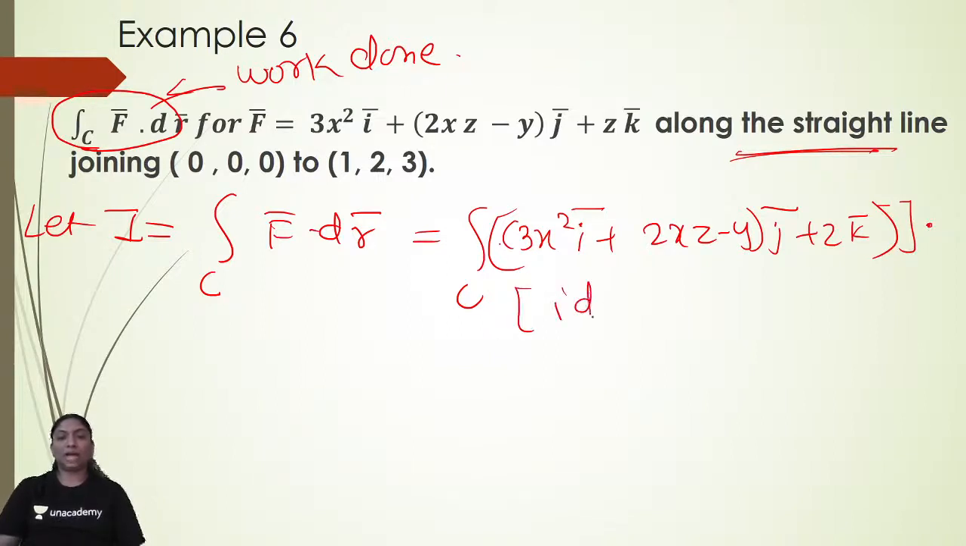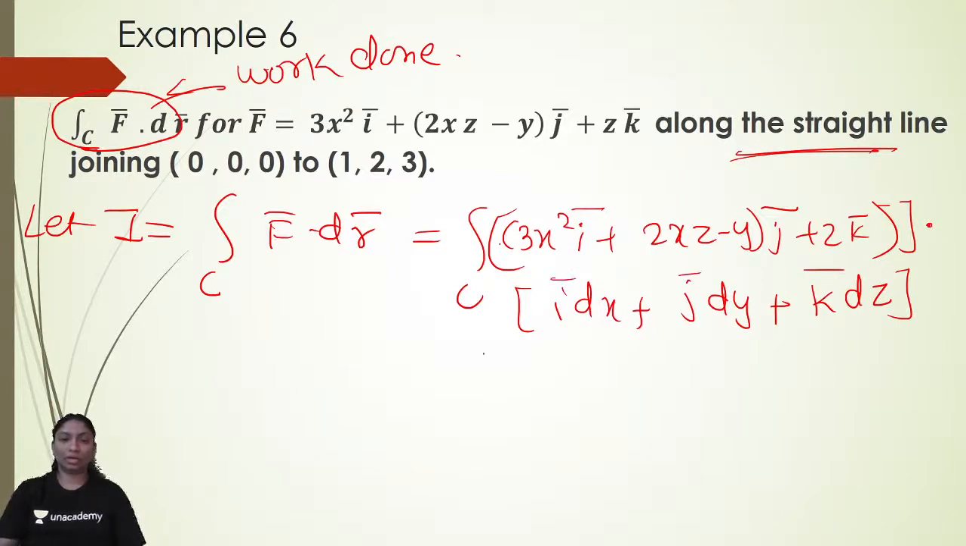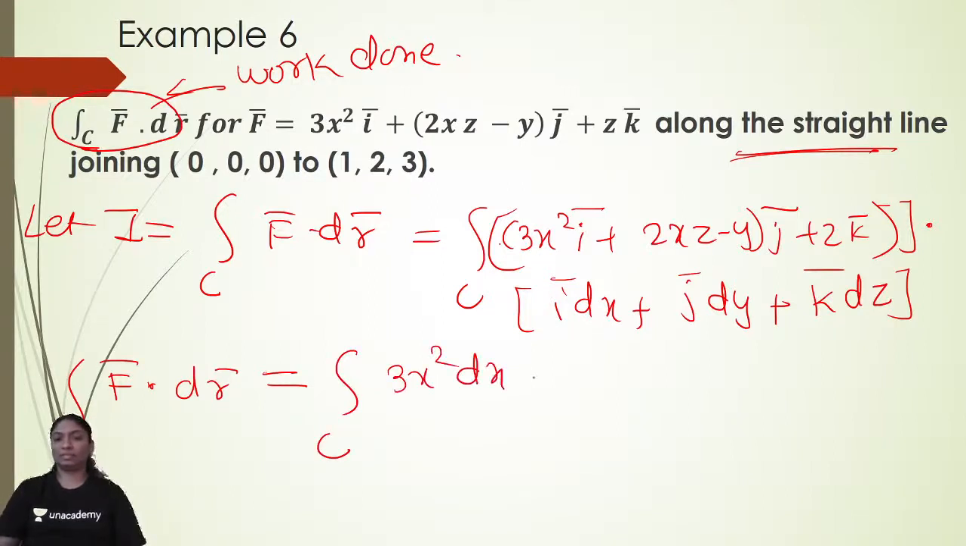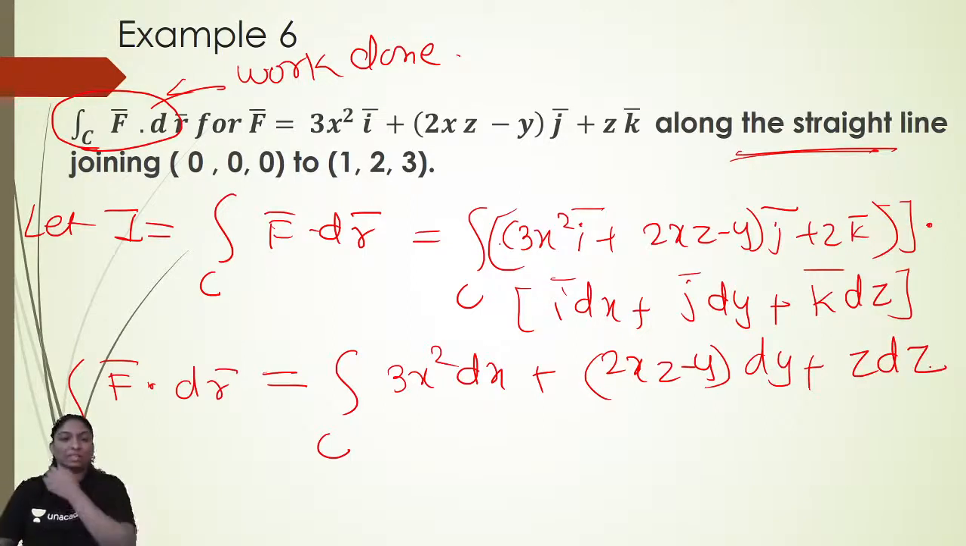So dr bar means i dx plus j dy plus k dz, right? Take the dot product, so you will get integral over c f bar dot dr bar is equal to integral over c 3x square dx plus 2xz minus y dy plus z dz. This is the integral over c f bar dot dr bar.